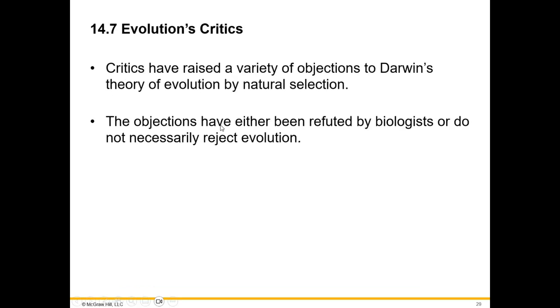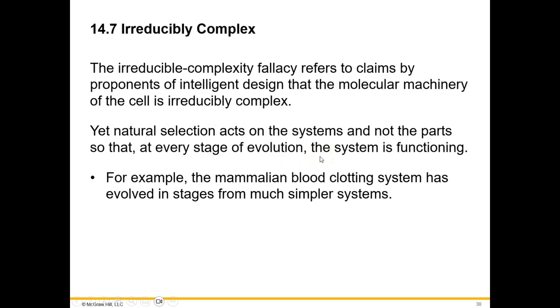There are a lot of critics over the years, less and less as time goes on, that have raised a variety of objections to Darwin's theory of evolution by natural selection. The objections have all either been refuted by biologists or just don't necessarily reject evolution, even though they're presented as if they do. One of the most common claims is the irreducible complexity fallacy. And this is usually argued by people who are proponents of intelligent design. And the argument is that the molecular machinery of the cell is irreducibly complex.